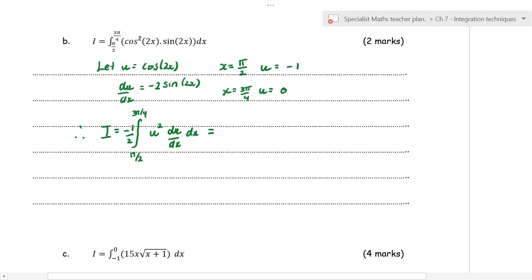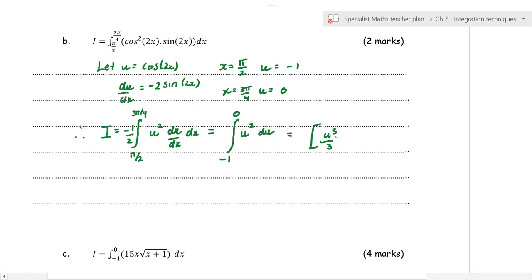Now you can say u squared, and then that means du dx. And then the next line is, now you can change your terminals. That's right. Wherever there's a pi on 2, there's a -1. Wherever there's a 3 pi on 4, there's a 0. That is perfectly fine to do. And now what we've got is, well, that's just u squared du. And now, isn't that easy peasy, Japanesey?